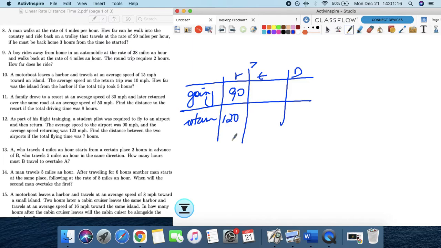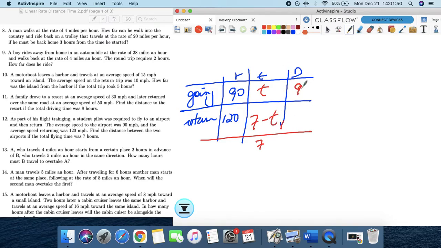Definitely it was the wind. Find the distance between the two airports if the total flying time was 7 hours. So going, again, let's call that he spent T hours flying going and coming back. Well, we know the total time, and I'll write the total time over here, 7. The total time flying, going and returning, if you sum it up, it's 7. So we don't know specifically how much was each portion, but if we call going T hours flying to the airport, the return was 7 minus T.